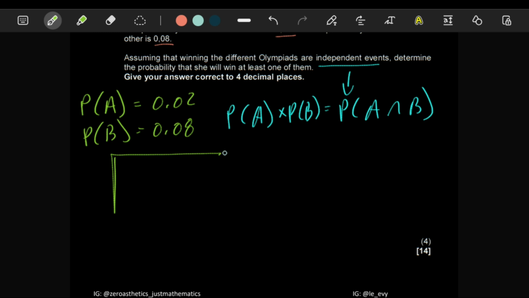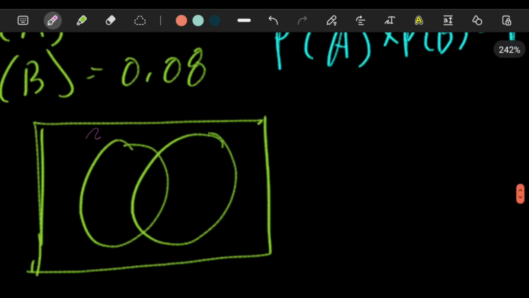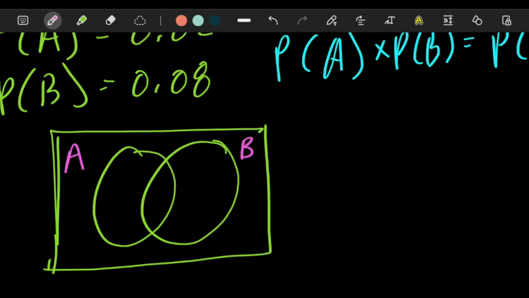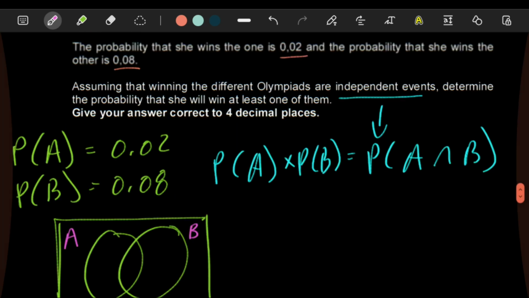So technically speaking, let's think of it this way. I'm even thinking of a Venn diagram, because just thinking of probability and stuff like that, a Venn diagram here might do well. This is the probability of winning one of them. This is the probability of winning the other one. So the probability of winning one of them is 0.02.